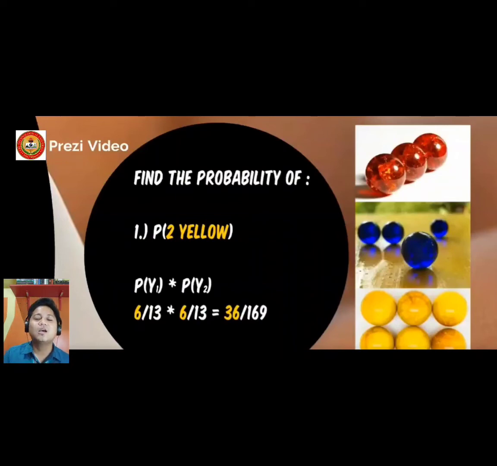We need to get yellow. The probability would be 6, since we have 6 yellow marbles, over the total number of marbles, which is 13. So 6 over 13 times, remember, it's the same thing, yellow. We're looking for the probability of getting yellow. So 6 over 13 times 6 over 13. 6 times 6 is 36, and 13 times 13 is 169. So the answer would be 36 over 169.